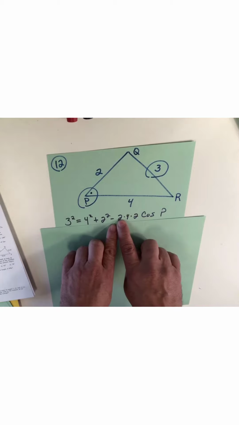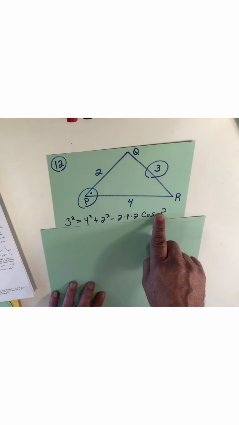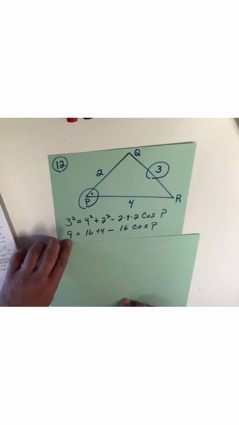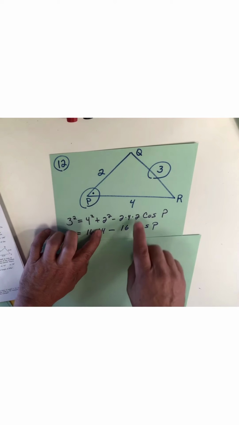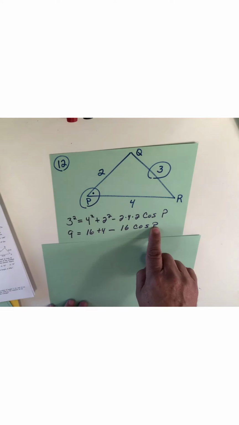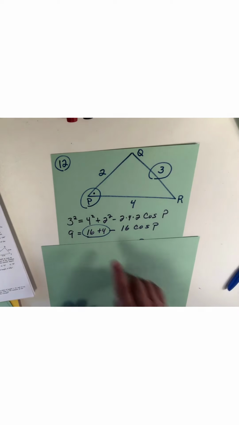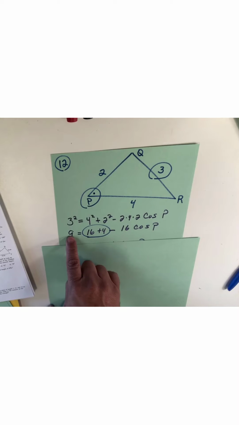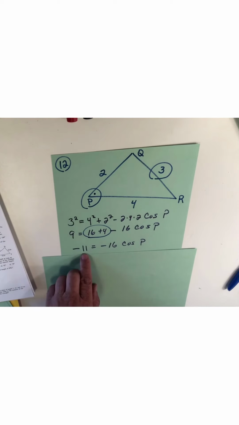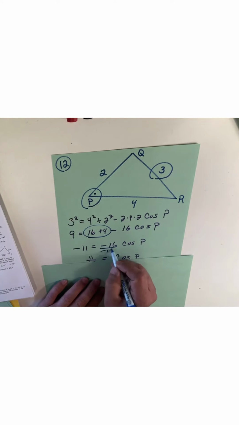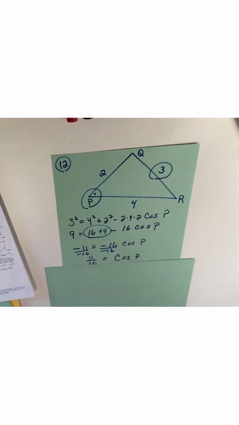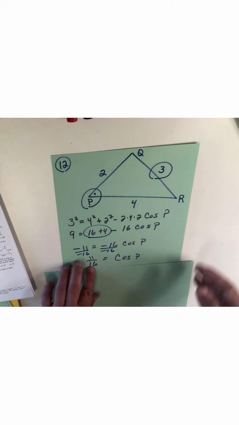There's your 4 and your 2. This 2 is always there, cosine of P. After you do that, that is 9, that's 16, that's 4. 2 times 2 times 4 is 16 cosine of P. Now, get this 20 and subtract it. When you subtract 20 to the other side and positive 9, you get negative 11. When you divide by that negative 16, you get the cosine of P to be 11 over 16. There is number 12.